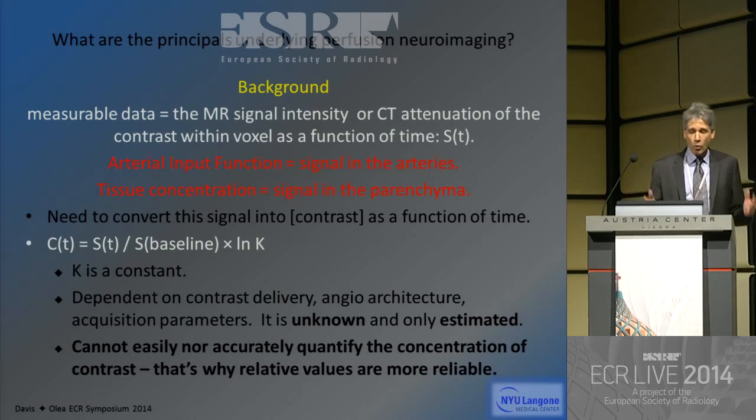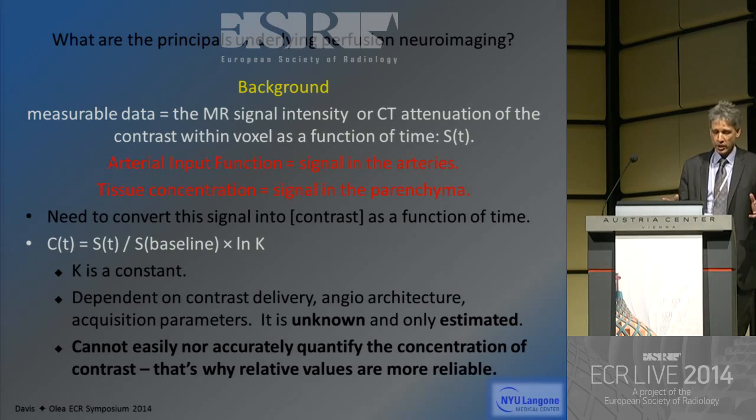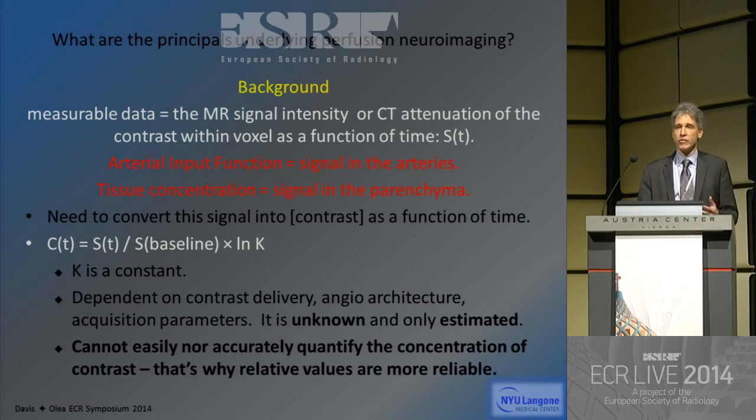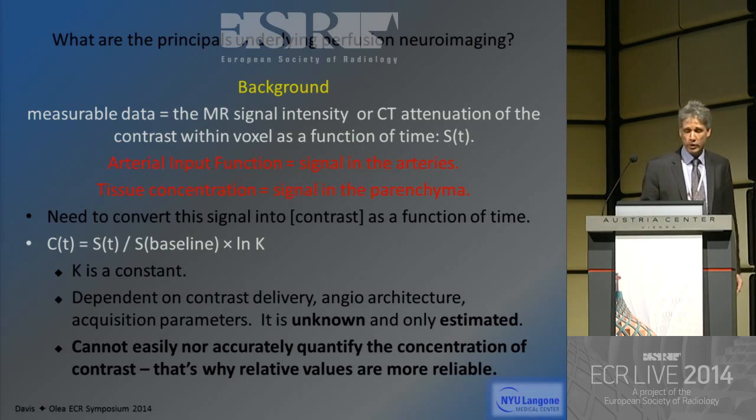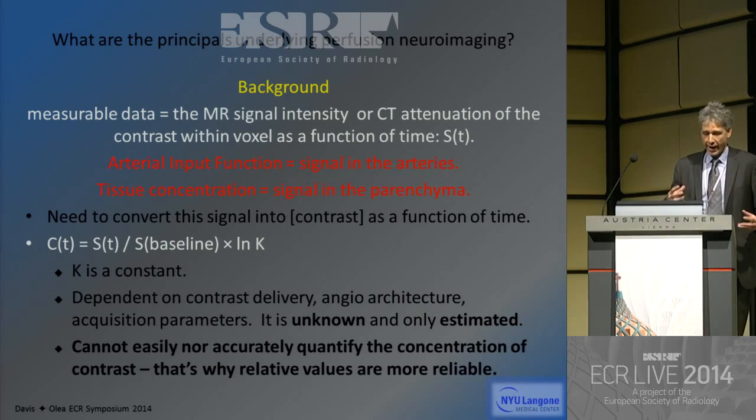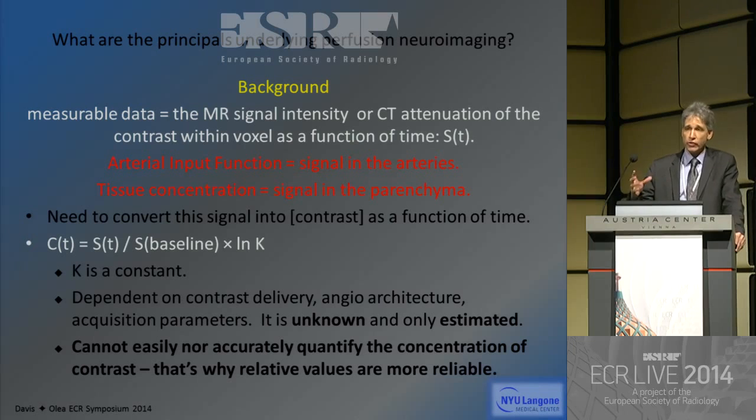So let's get started. When you do brain perfusion imaging, the measurable data that you have is either the signal on the MR or the attenuation characteristics on the CT within the voxel as a function of time. So we have two areas that we can measure. We can measure the arterial input function, that's the signal in the vessels, and we can measure the signal in the tissue concentration curve. We need to convert this signal, or this Hounsfield attenuation, into contrast as a function of time, image contrast over time.